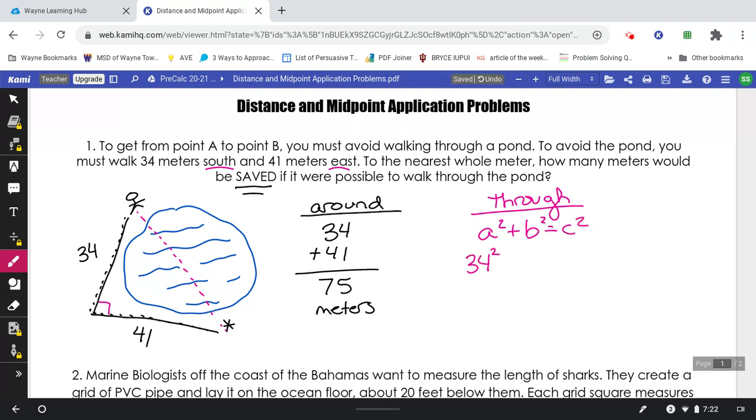So 34 squared plus 41 squared equals c squared. You're going to be dealing with some big numbers, so grab your calculator and see if you can solve for c. See if you can figure out what c is. I'll give you some time.